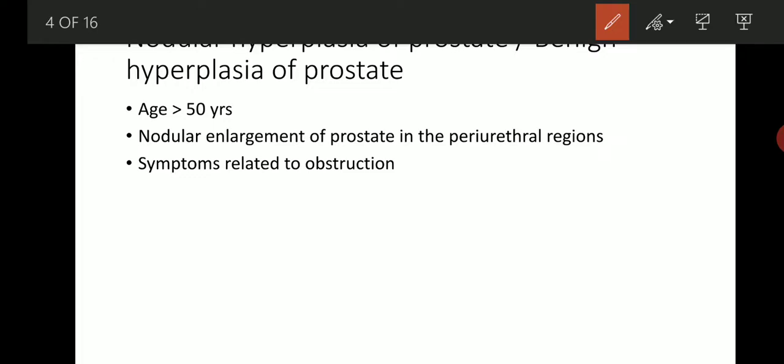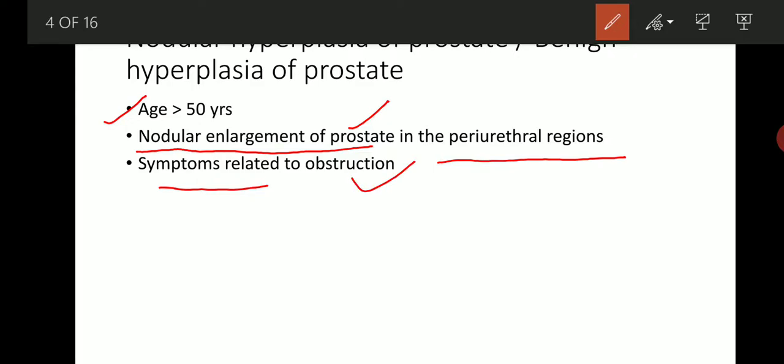This disease occurs beyond the age of 50 years. It is hardly ever seen in men below 50 years of age. The basic pathology is here. There is a nodular enlargement of the prostate, and mostly it affects the periurethral region or the transition zone, and hence it compresses upon the urethra, and the symptoms that you see in this disease are usually related to obstruction of this urethra.